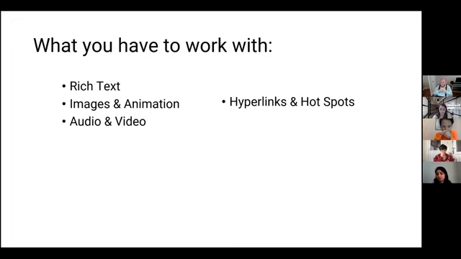You've got a very limited set of things to work with, which in some respects makes it easier. You've got rich text, which means you can pick fonts, you can pick weights, you can pick colors. You've got images, you've got animation, which can be useful, but you've got to be very careful about how you're using it. You've got audio, you've got video, and then you've got, and I put it on the other side deliberately, hyperlinks and hotspots in graphics.